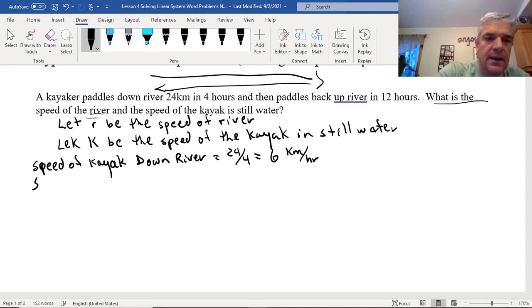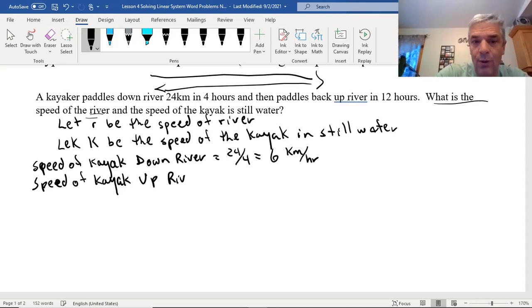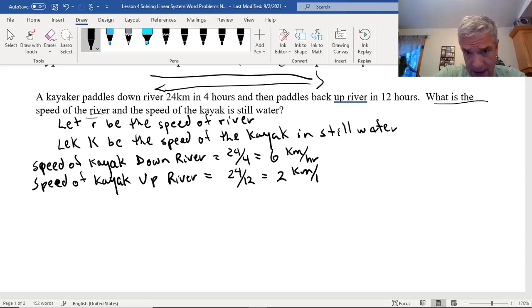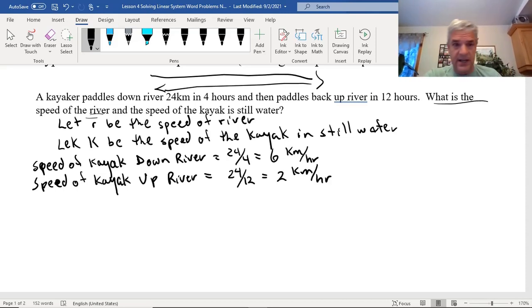Then, the speed of the kayak upriver. So we would expect we would go a little slower when we go upriver. And in this case, they went 24 kilometers. They would travel the same distance back, but it took them 12 hours. So it would be 24 divided by 12. And that would be 2 kilometers per hour, which makes perfect sense. As you're going downriver, you're flowing with the current, you're paddling your kayak, and you're adding some speed to that process. And then when you turn around and you start paddling upriver, it's going to be a lot harder, so you're going to go a lot slower. And in this case, the kayaker went only 2 kilometers per hour.